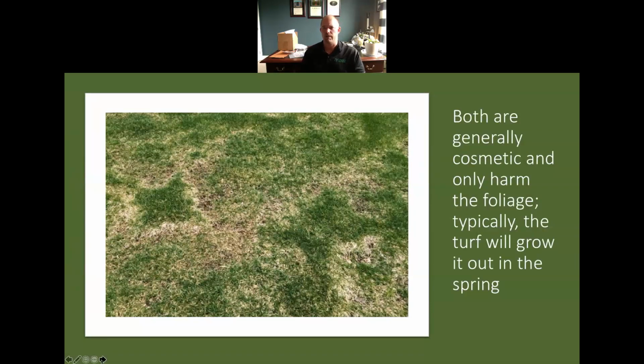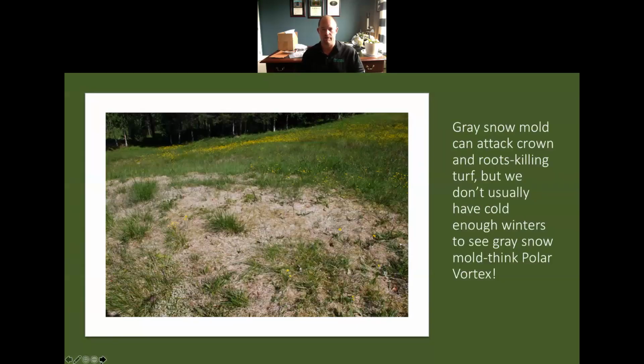Both of them are generally cosmetic, so they don't typically harm the rest of the plant, the crown and the roots and everything. They're pretty much just affecting the foliage, and usually the turf will grow out on its own in the spring. Gray snow mold is a little bit different, though. It can actually get bad enough to where it's attacking the crown and roots, killing off the turf. But we don't normally have cold enough winters with long enough snow cover to see this gray snow mold happen. Think about a polar vortex winter.